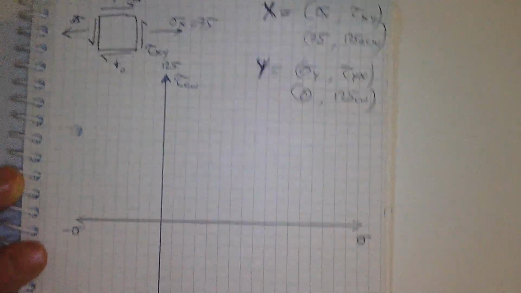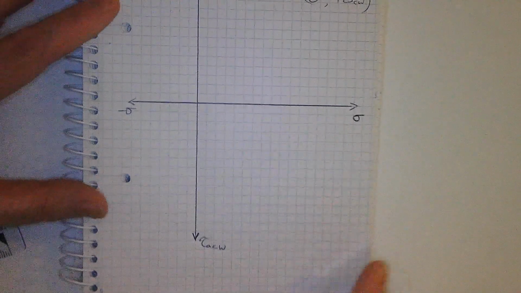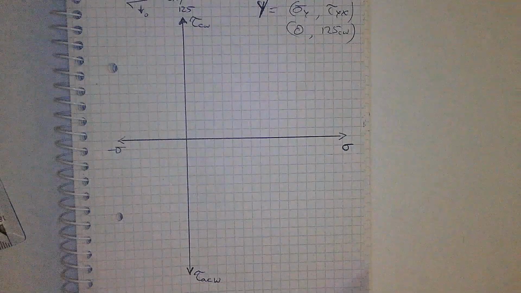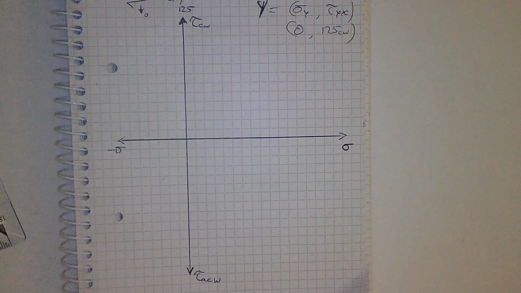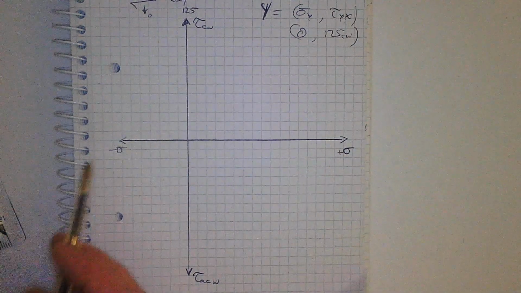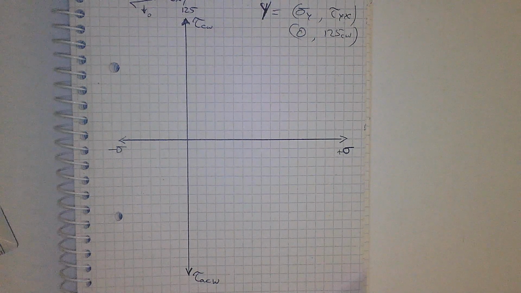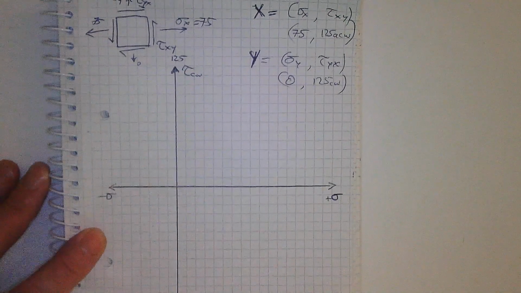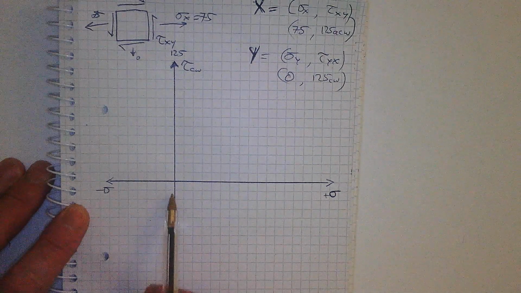Can you make that out? Okay? This is positive normal stress, negative normal stress, clockwise shear, anti-clockwise shear. And just plot out those 2 points then. So our 2 points were, our x point is 75 and 125 anti-clockwise.